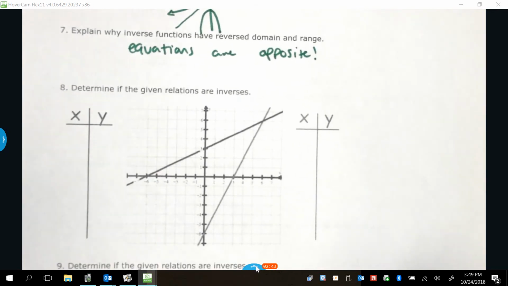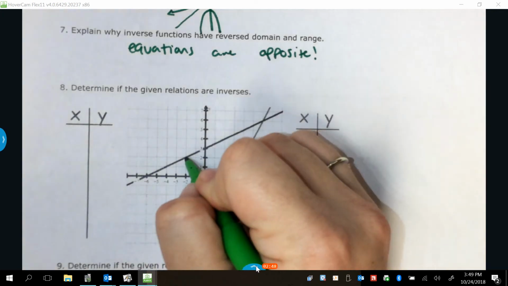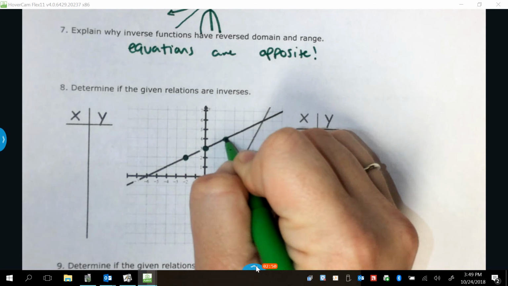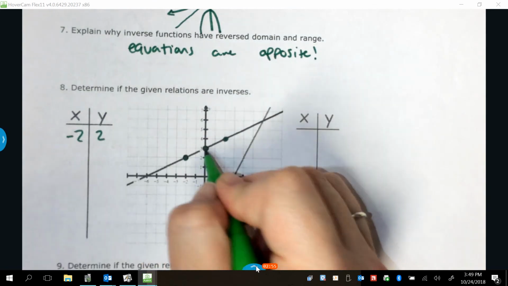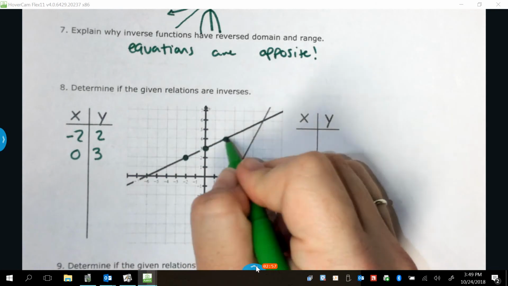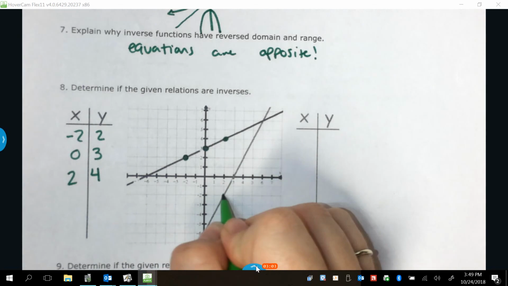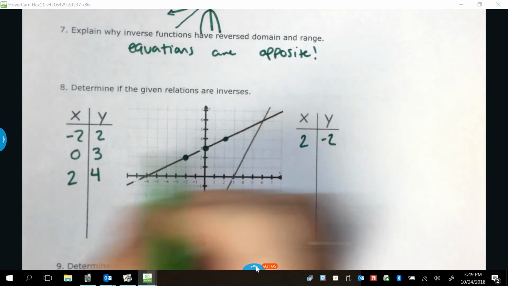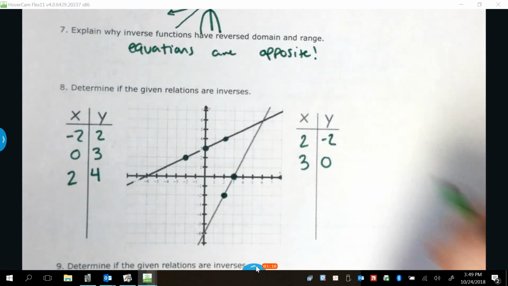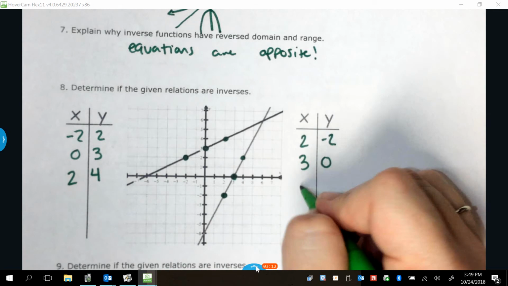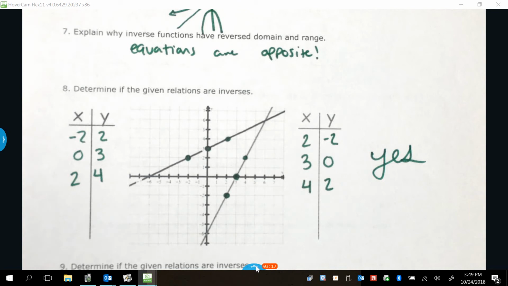So looking at number 8, it says determine if the given relations are inverses. So I'm going to find a couple pretty points. Here's a pretty point, here's a pretty point, here's a pretty point. And that point is negative 2, 2. Okay, 0, 3. And then 2, 4. So the opposites should work. 2, negative 2. Did it work? Yes. 3, 0. That worked. And then 4, 2. And that worked as well. So this is a yes. This is an inverse. Okay.